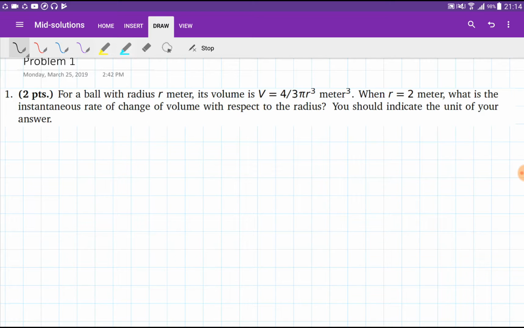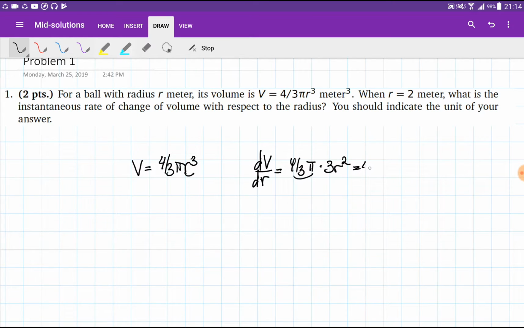We're given the ball in a form of sphere, which has the volume 4/3 pi r cubed, and we need to find out the rate of change of the volume with respect to the radius. Basically, we need to find out the derivative of the V with respect to the r. So, which is 4/3 pi, the constant, which doesn't depend on r, multiplied to the derivative of the r cubed, which is 3r squared. Right?